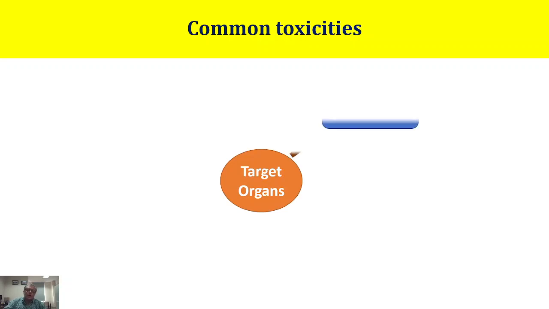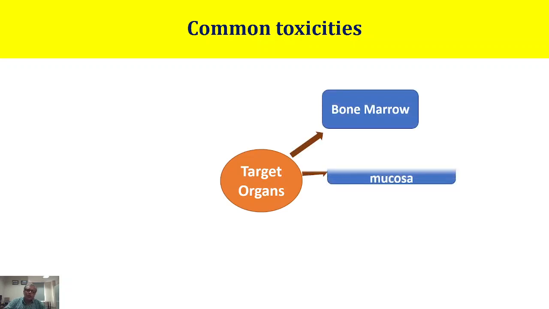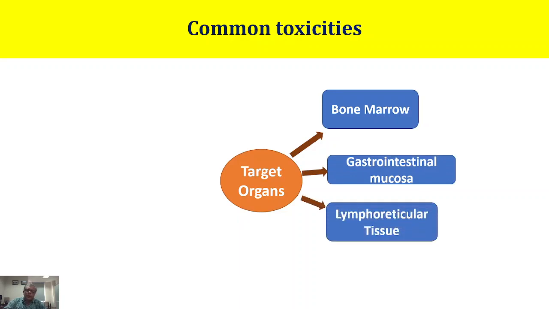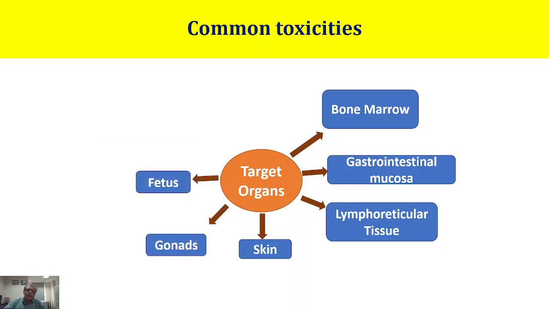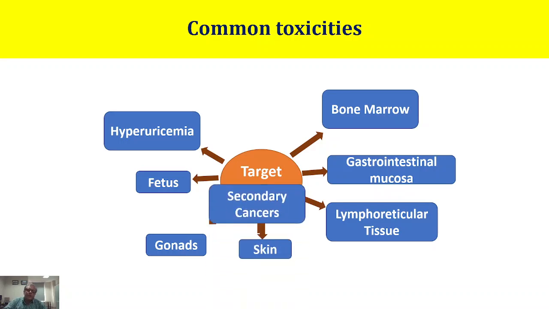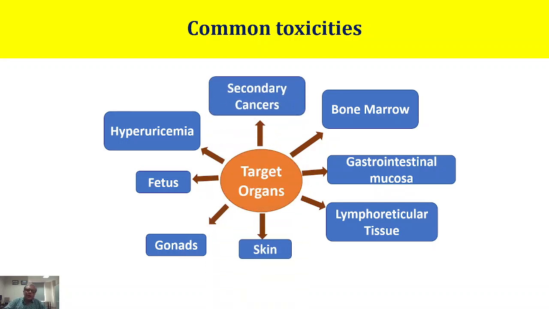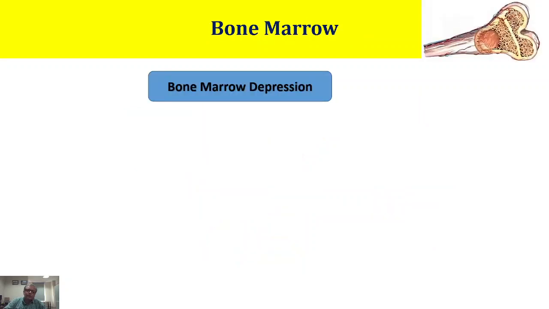Now, first I will just enlist the common toxicities. So, the target organs are bone marrow, gastrointestinal tract, lymphoid tissue, skin, gonads, fetus, uric acid, and secondary cancers.